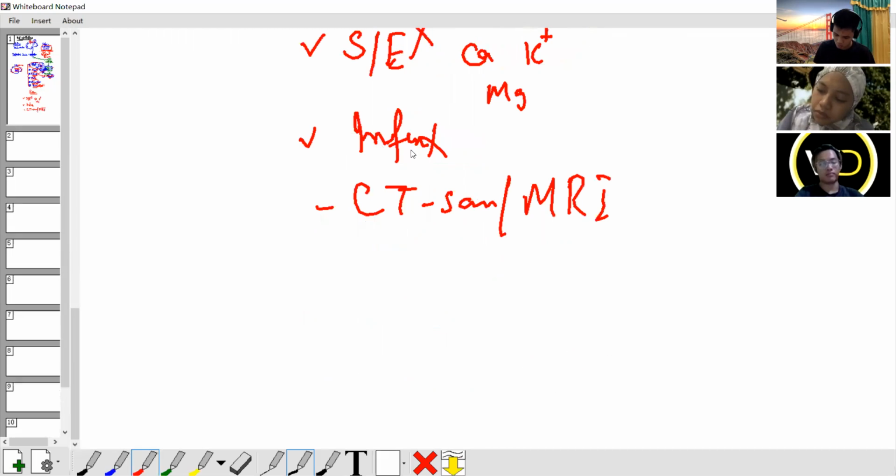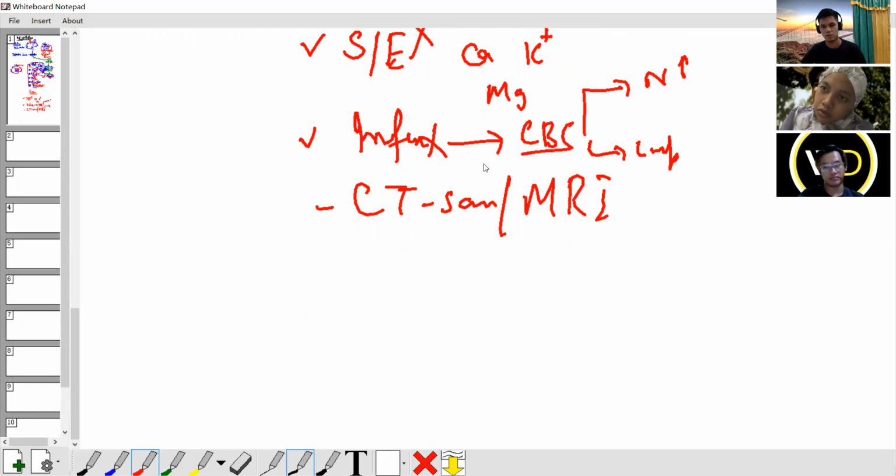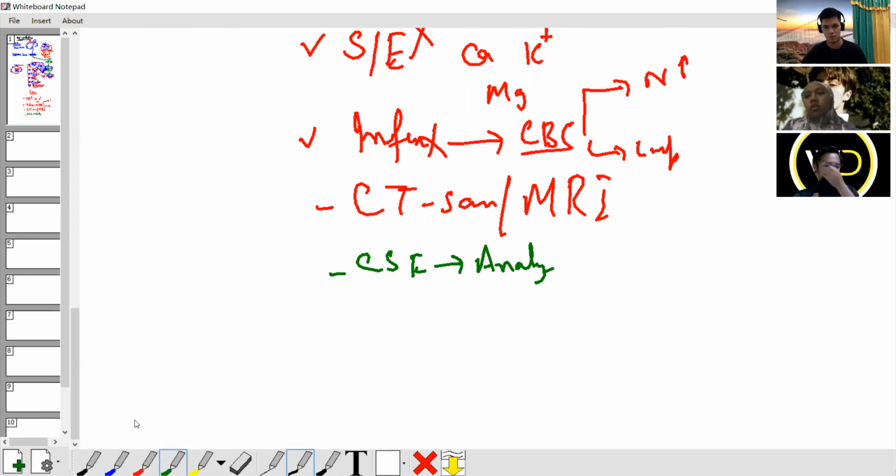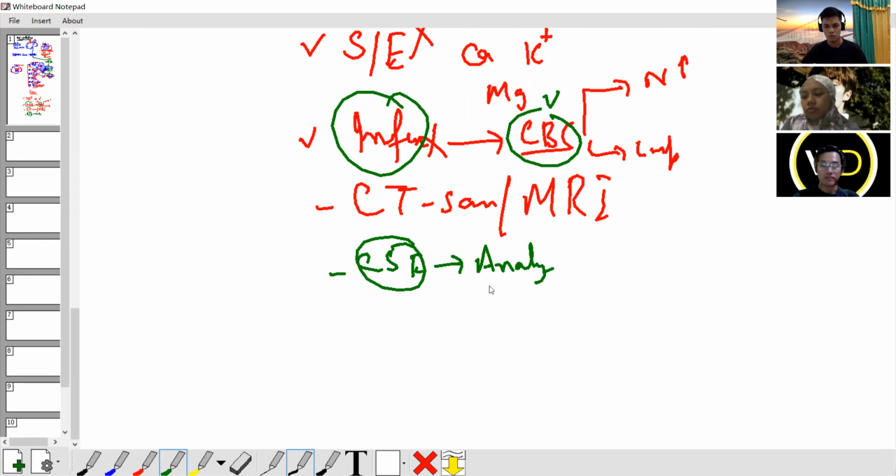So after this, for infection, we need to do CBC. In CBC, you can find neutrophils high or lymphocytes high. For infection, we also need CSF analysis, to find out infection. CBC done and CSF analysis done. So for electrolytes, we need serum electrolytes. This is the investigation. Understand? Now for any structural change, we need CT, MRI.